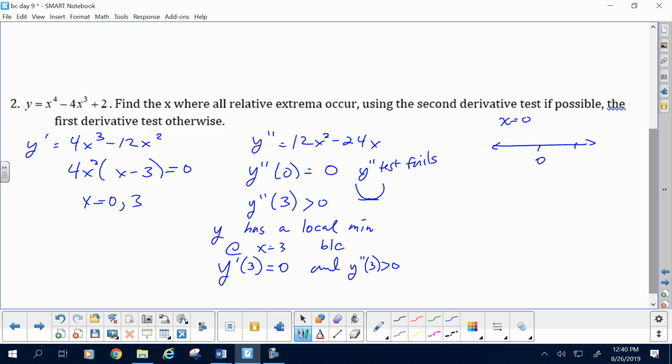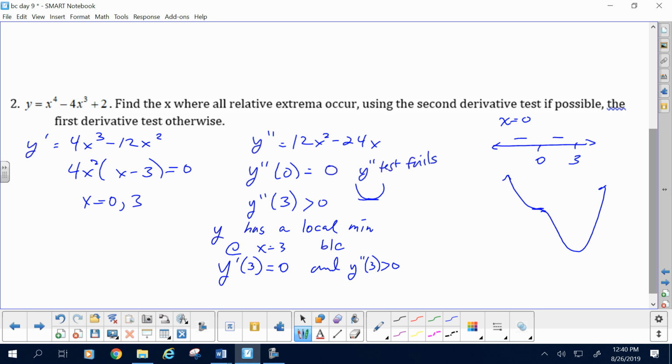positive before, no, negative before 0 and negative after 0. So it was decreasing before 0, then it went flat, but then it went back to decreasing, so we don't have a min. So what's going on at 0? Inflection point. There is no extrema, and so to answer the question, there is no extrema. I guess it's just at x equals 3.